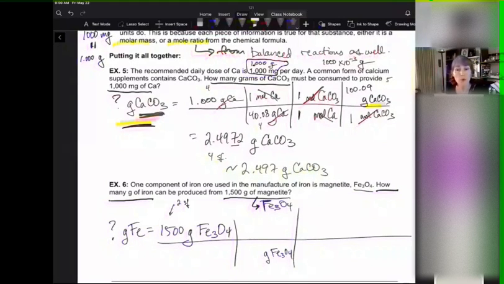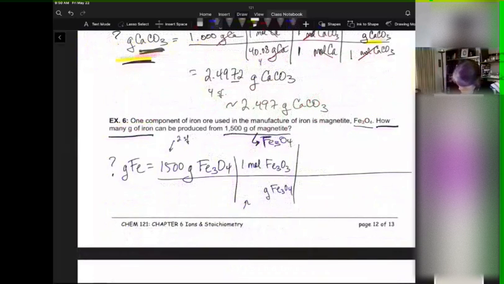Here we're going to need the molar mass, right? We need to go to moles. 1 mole of Fe3O4, we need to figure out that value. So for that, we're going to take 3 iron plus 4 oxygen. We're going to plug in that number.